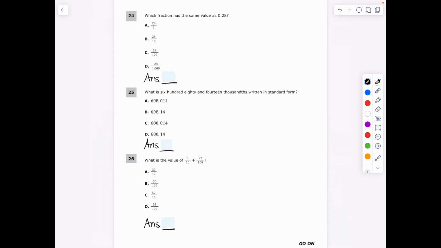All right, here are our next three. The answers are C for 24, C for 25, and D for 26. Check them off. And let's start with the first one. What fraction has the same value as 28 hundredths? So you can kind of hear it when I'm saying it. And how do I know it's 28 hundredths? Because I know my place value. So I know these are ones, tenths, hundredths. So I can say the same 28 hundredths means I have 28 over 100.